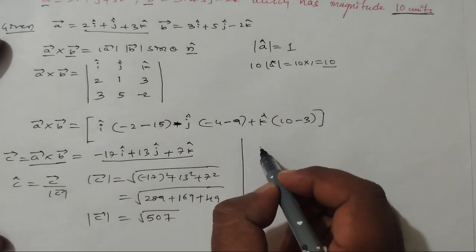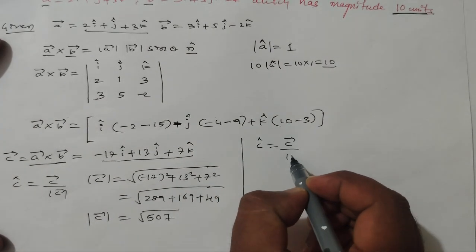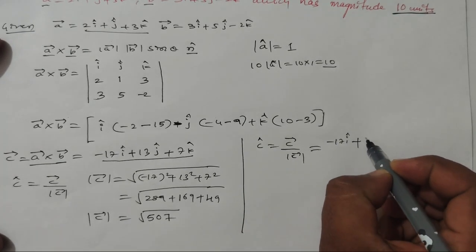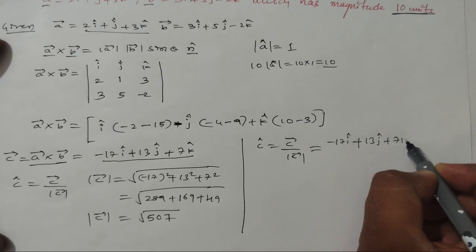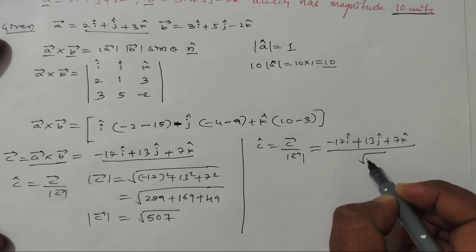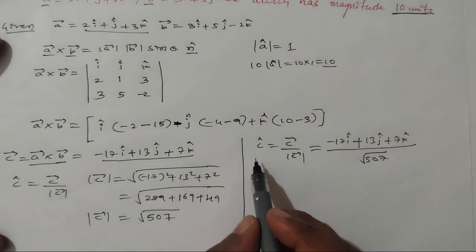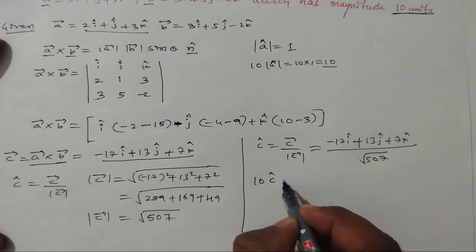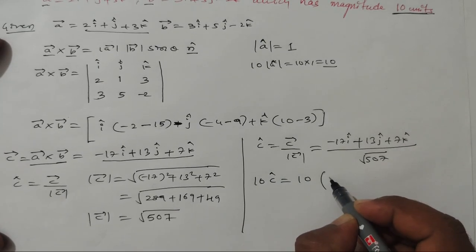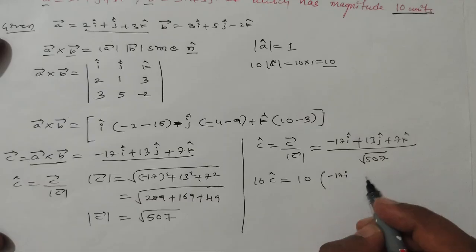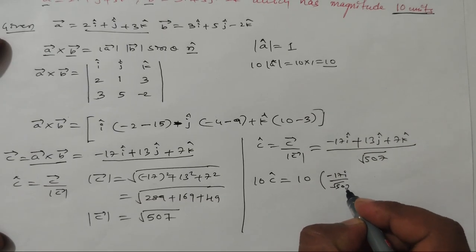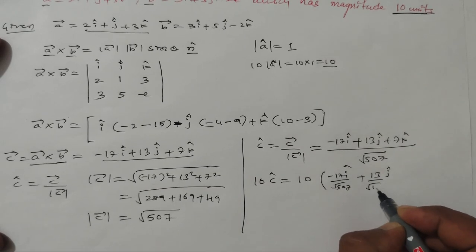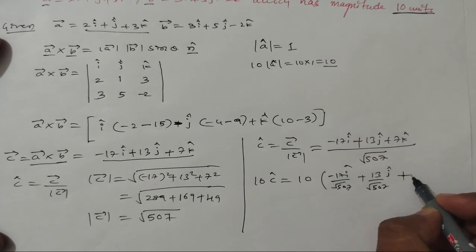So c cap equals that vector divided by that magnitude, right? So what is that vector? Minus 17i plus 13j plus 7k cap divided by root 507. This is a unit vector, right? So I'll multiply by 10, meaning 10 into c cap equals 10 into, minus 17i divided by root 507 plus 13j divided by root 507. Root 507 is not a perfect square, so we cannot simplify it.